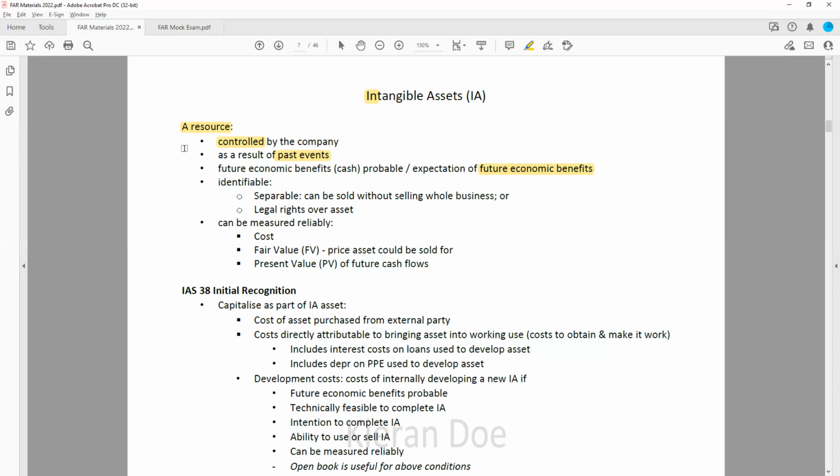So you can see we've got our usual criteria for an asset, but on top of that, the asset has to be identifiable. So it has to be possible to sell the asset without selling the whole business. And that's why it can be difficult to recognize internally generated goodwill, because you wouldn't be able to sell the reputation without selling the whole business. Or it could arise from legal rights over the asset, so possibly something like a brand.